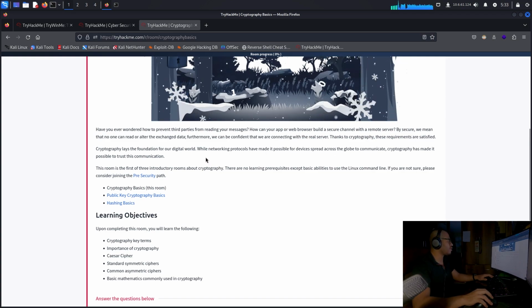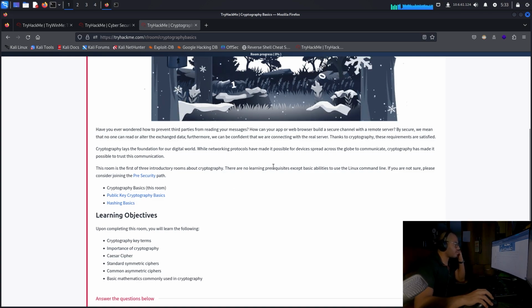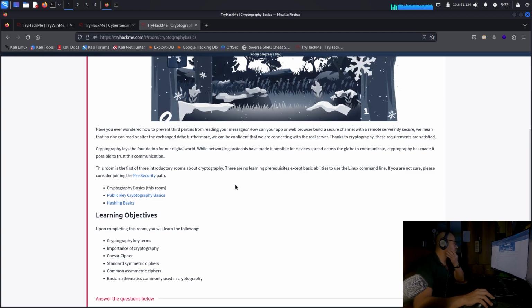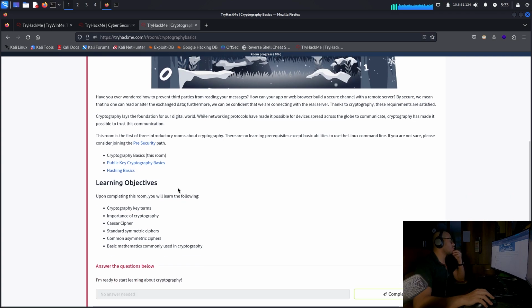Cryptography lays the foundation for our digital world. While networking protocols made it possible for devices spread across the globe to communicate, cryptography has made it possible to trust this communication. This room is the first of three introductory rooms about cryptography. There are no learning prerequisites except basic abilities to use the Linux command line. If you're not sure, please consider joining the pre-security path.